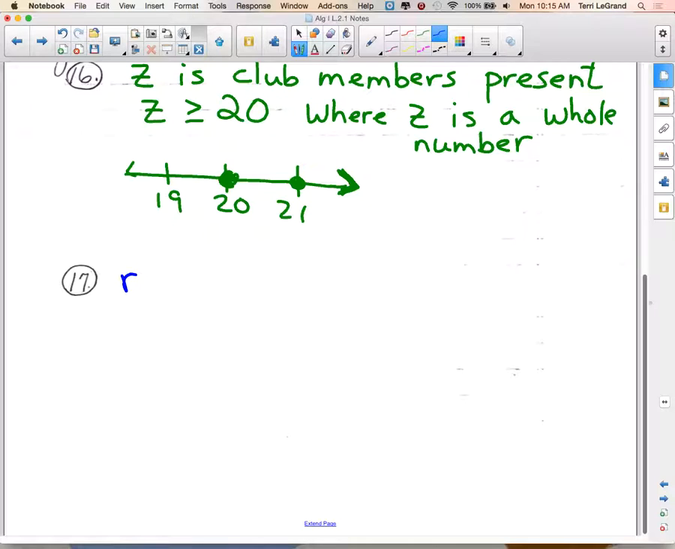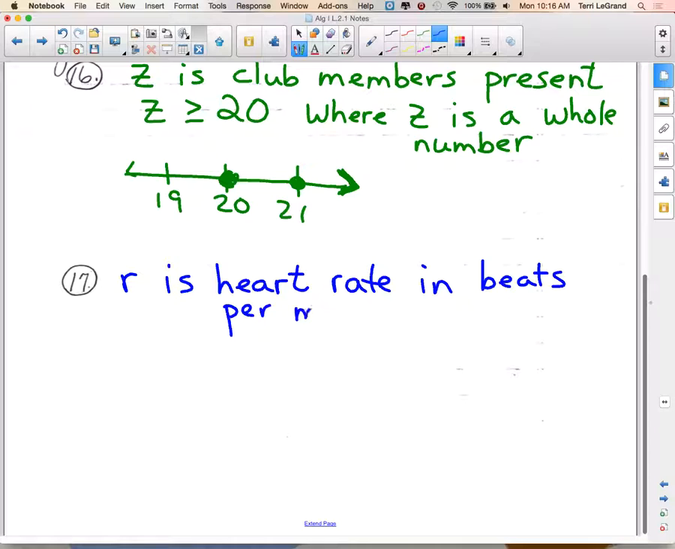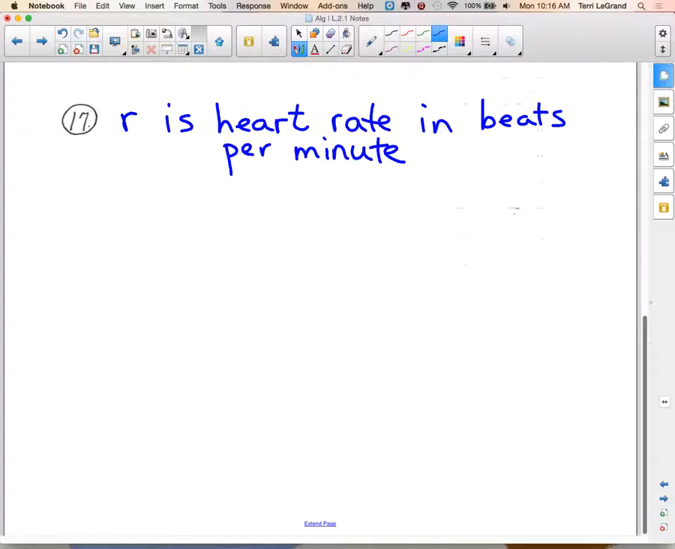R, okay. R is, I'm guessing they're talking about a heart rate, right? So is heart rate in beats per minute? Okay, so beats per minute of what? Well, it's your heart rate, okay. Well then, what inequality would we write to describe what this is saying? We got this R, we would start with R.